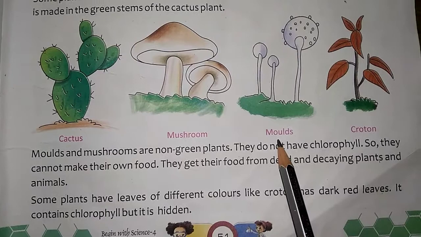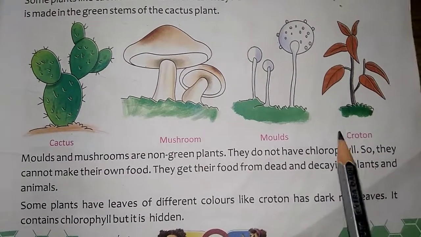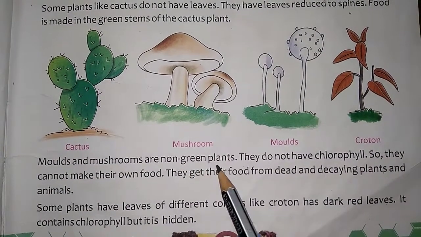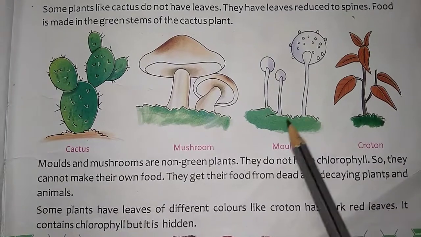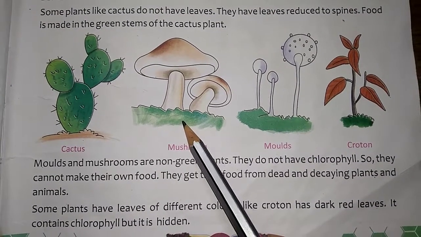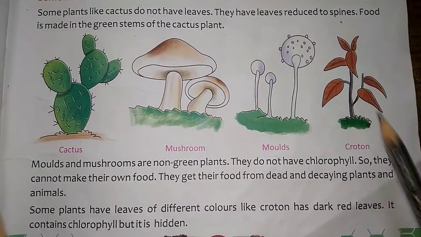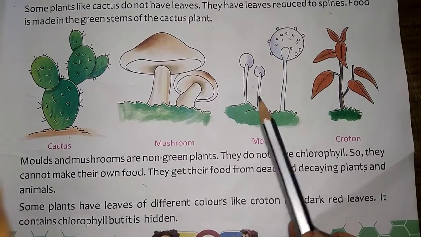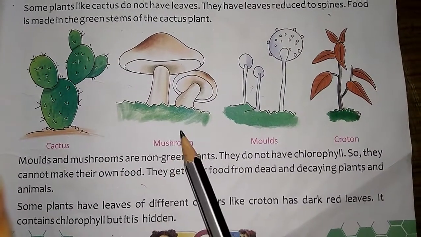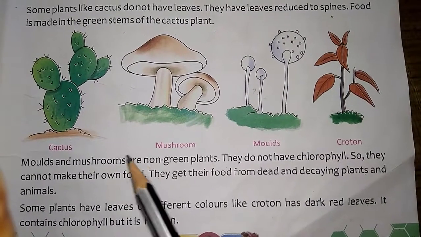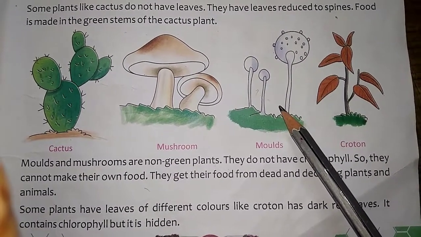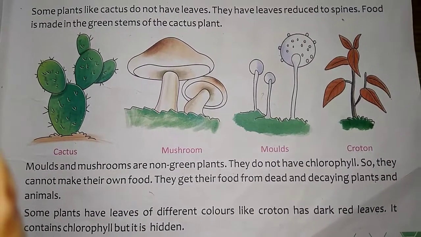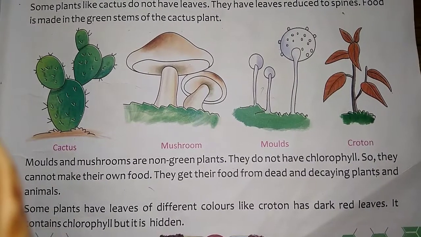Mushroom and moss are plants that will not prepare their own food. Moss and mushroom are non-green plants. They do not have chlorophyll, so they cannot make their own food. If chlorophyll is there, only then can they make their own food. They don't have green leaves, meaning they don't have the green color known as chlorophyll. In the presence of chlorophyll, plants can prepare their own food.